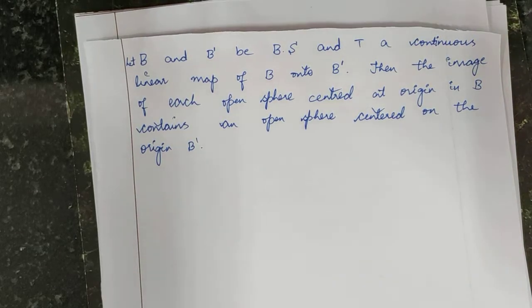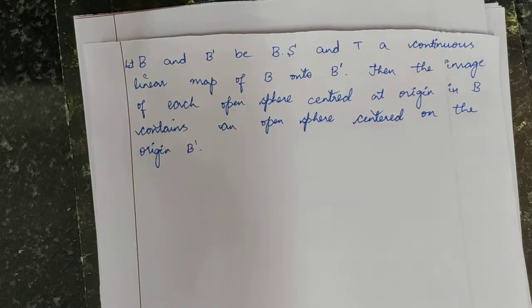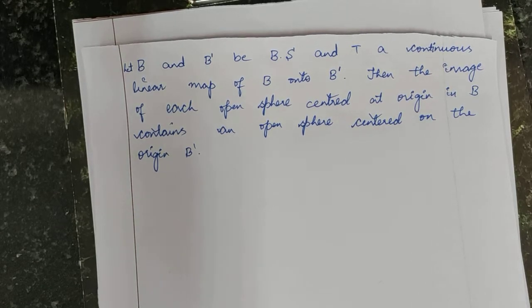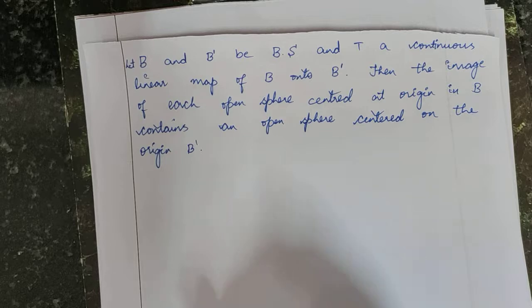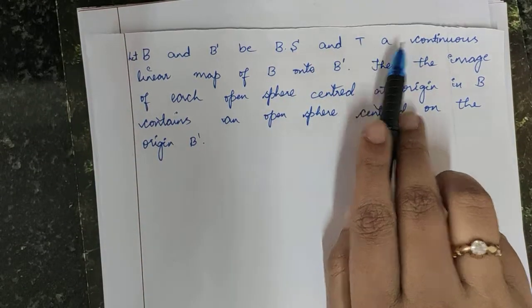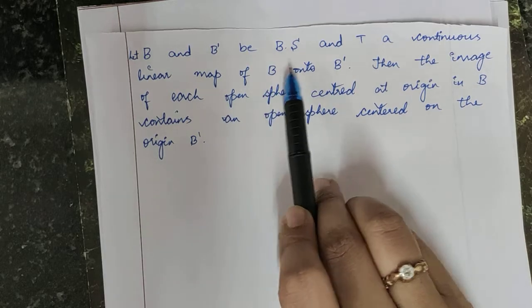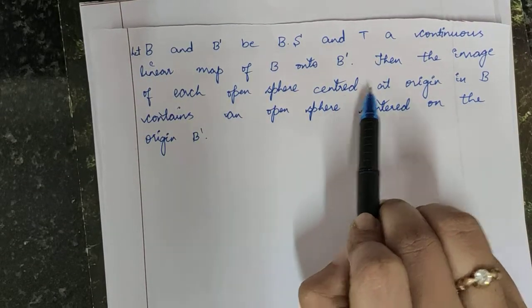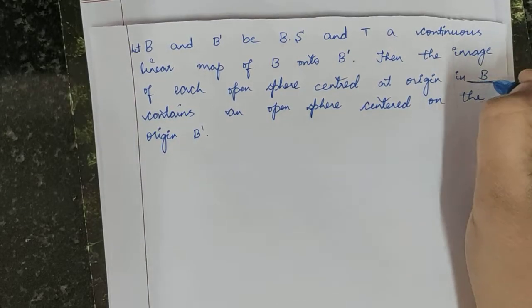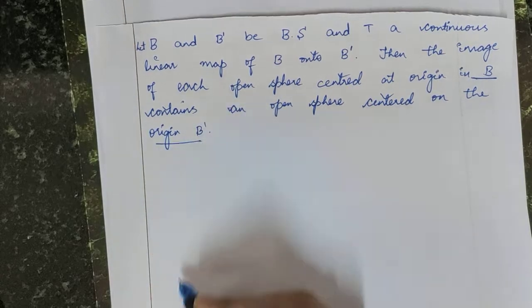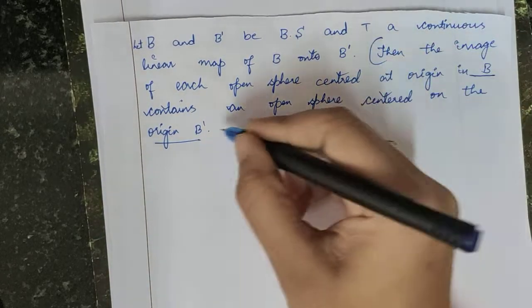Hello dear students, in this session let us study some more important theorems in your functional analysis. Okay, so the next theorem statement says: let B and B prime be Banach spaces and T a continuous linear map of B onto B prime, then the image of each open sphere centered at origin in B contains an open sphere centered on the origin of B prime. So this part we have to prove.